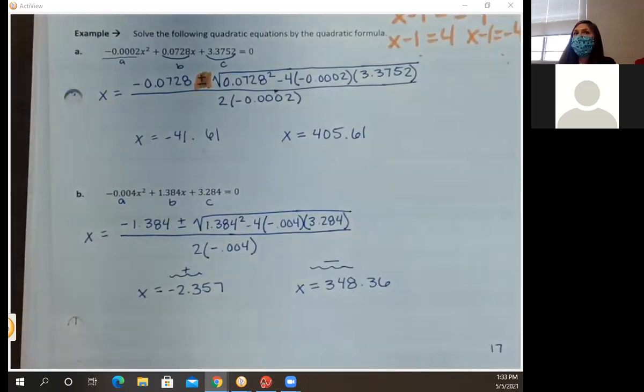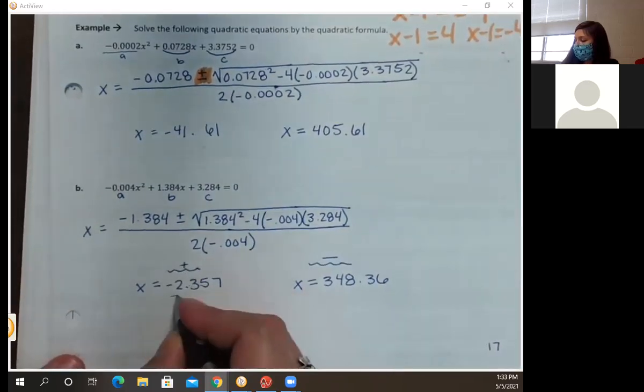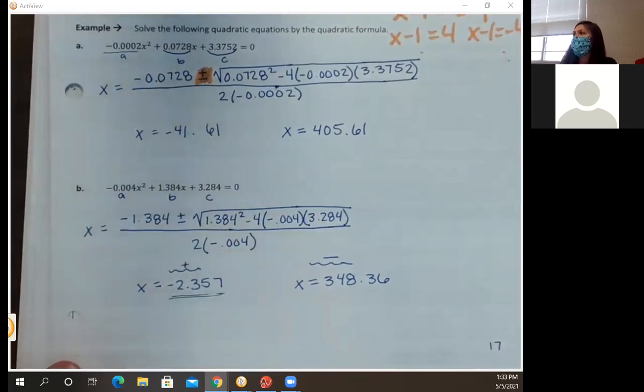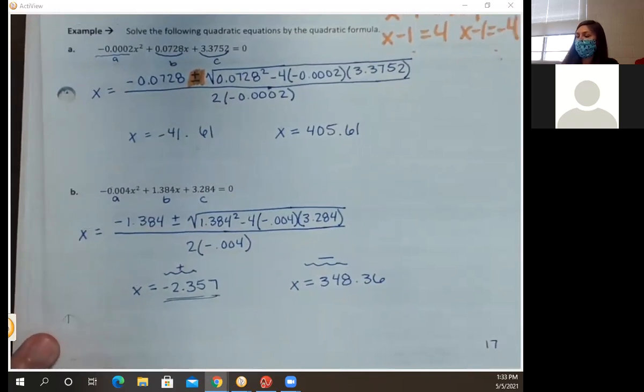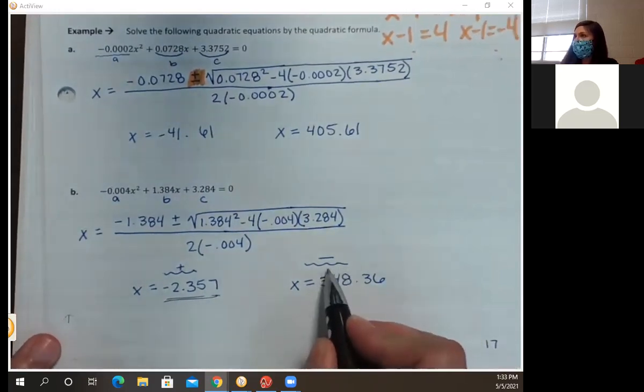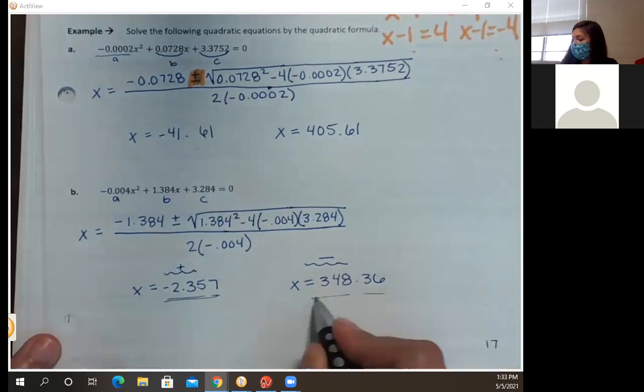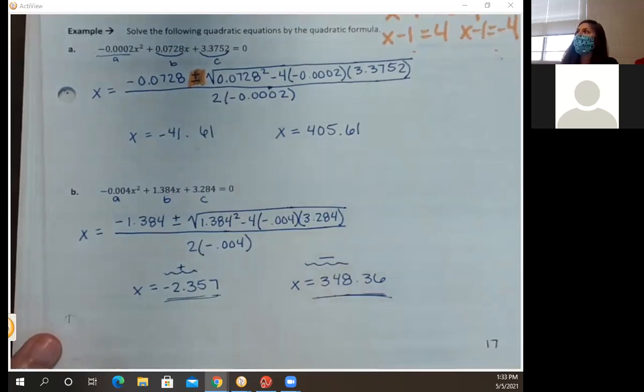If you type this in your calculator with the plus sign, this should be the solution you got. If it's not, let me know so we can check what you punched in. If you type this in your calculator with the minus sign, this should be the solution you got. If it's not, let me know so we can check your entry.